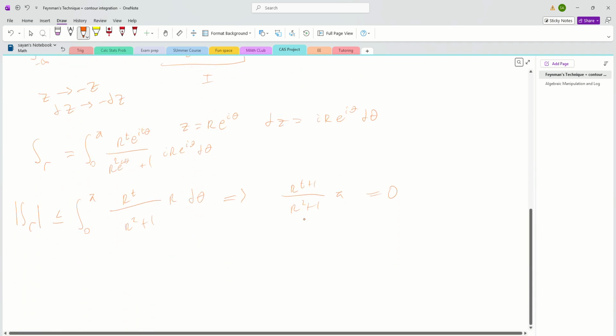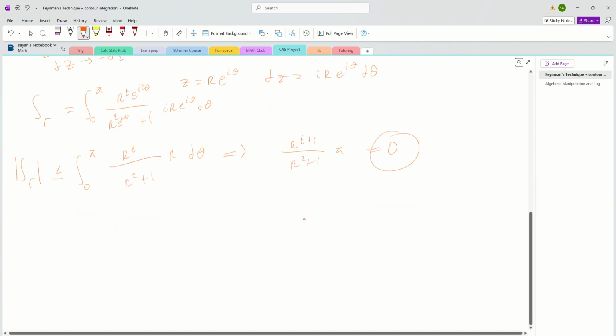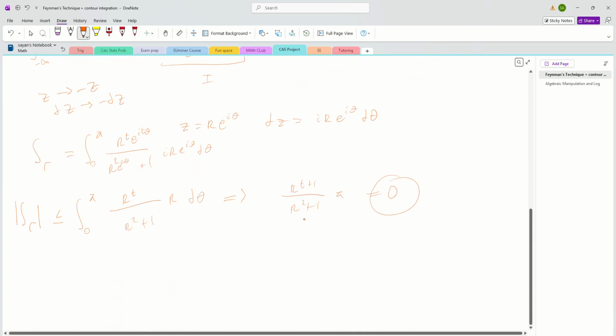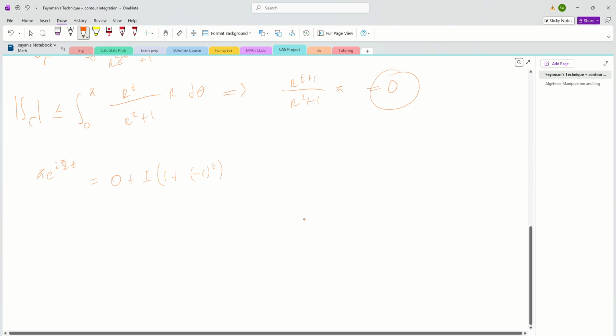Perfect. So now that we've proven that this is equal to 0, our new expression, pi e to the i pi over 2t, is going to be equal to 0 plus i plus negative 1 to the power of t times i. We're going to just factor out that. Perfect. Remember, what we want is I.